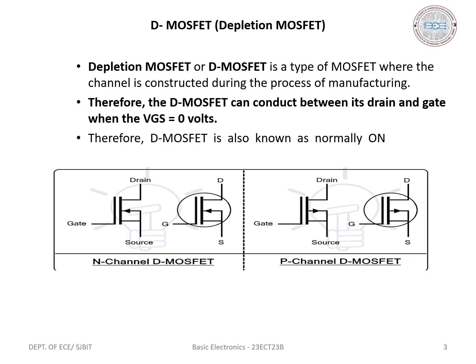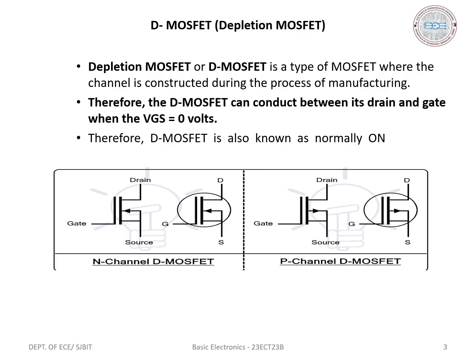Depletion MOSFET is a type of MOSFET where the channel is constructed during the process of manufacturing. In the D MOSFET, the channel is constructed during manufacturing, whereas in the E MOSFET, the channel is not constructed during manufacturing. This is the main difference between the D MOSFET and the E MOSFET.